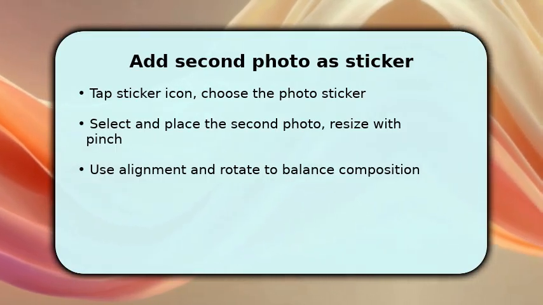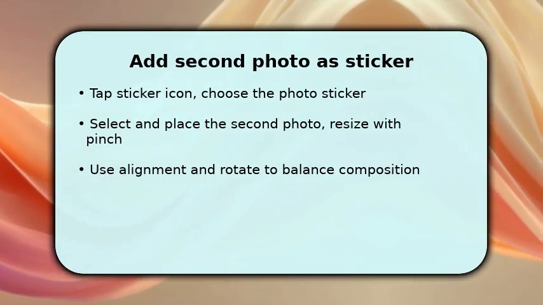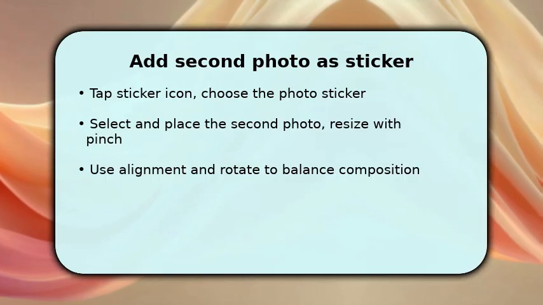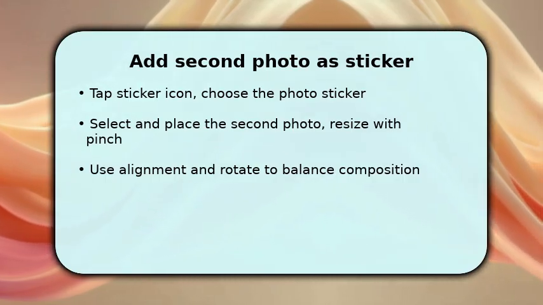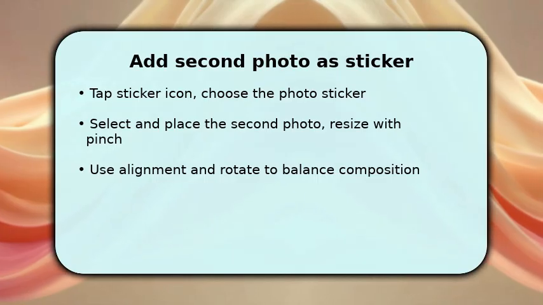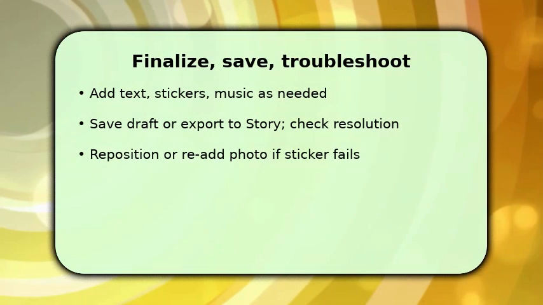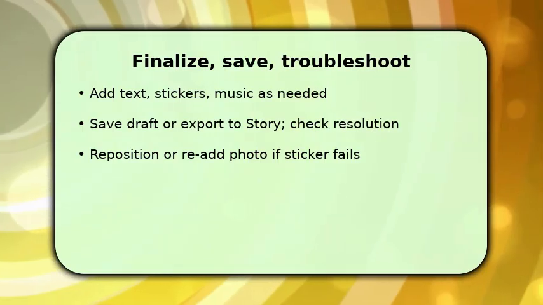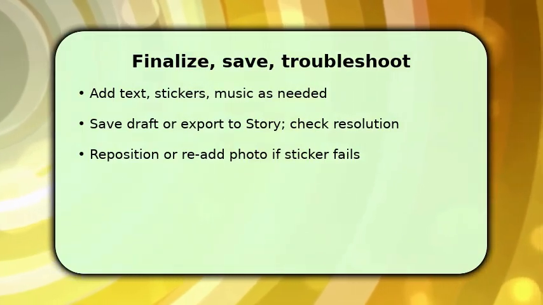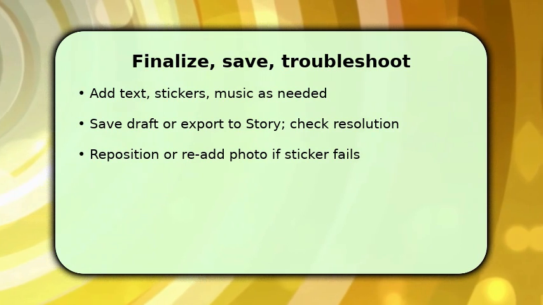If you need exact placement, use grid lines or the edge snapping that appears. These help keep things centered and tidy. Make sure to leave breathing room for text or tags before final. Finish by adding text, stickers, or music to complement both images. Once satisfied, tap Save if you want to copy or share to post to your story.